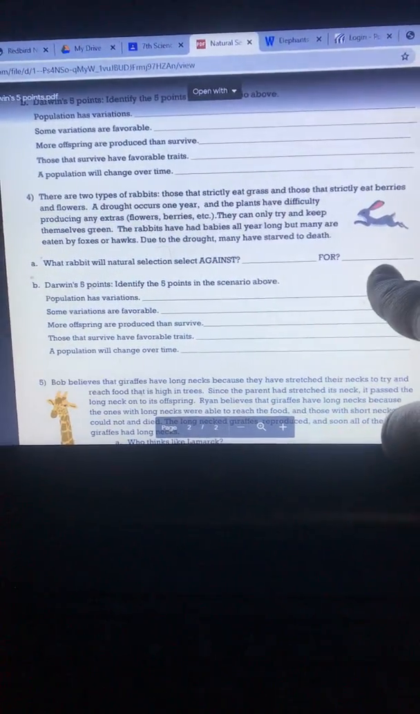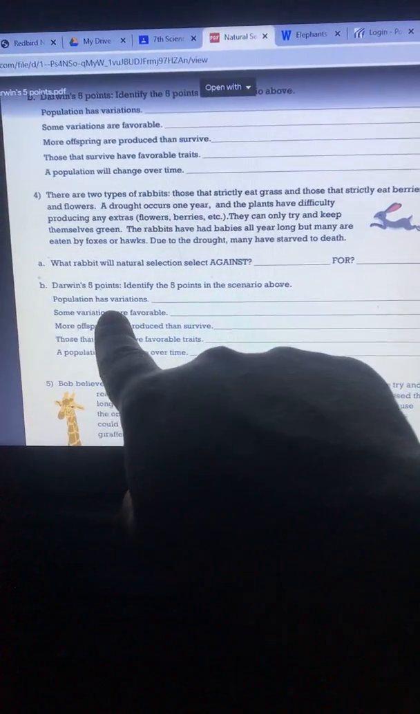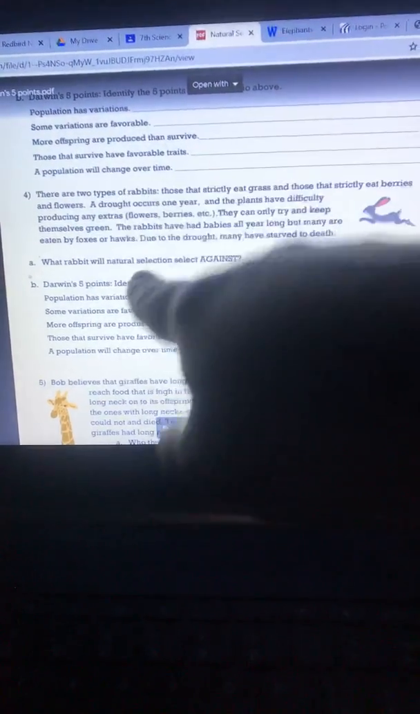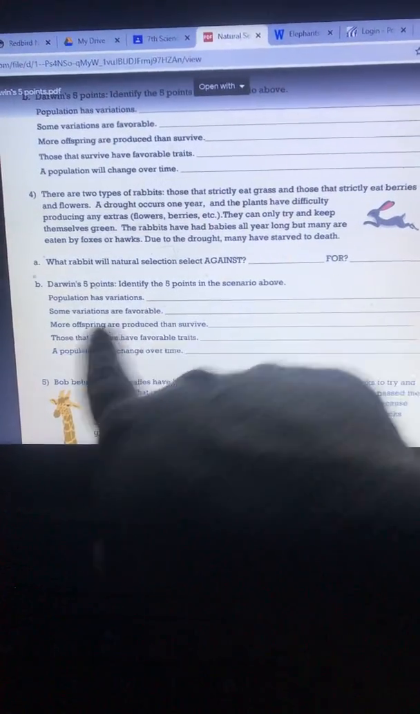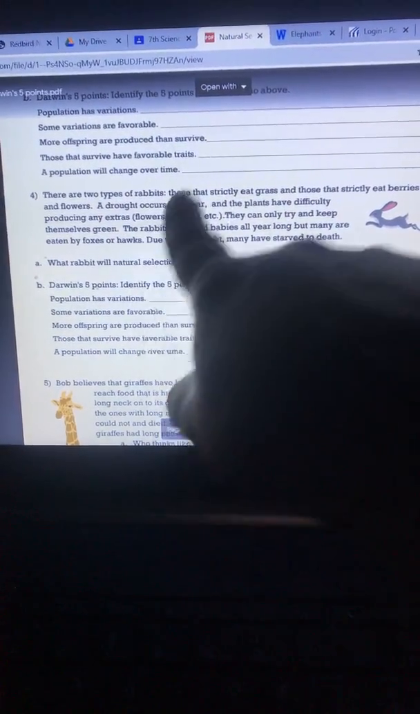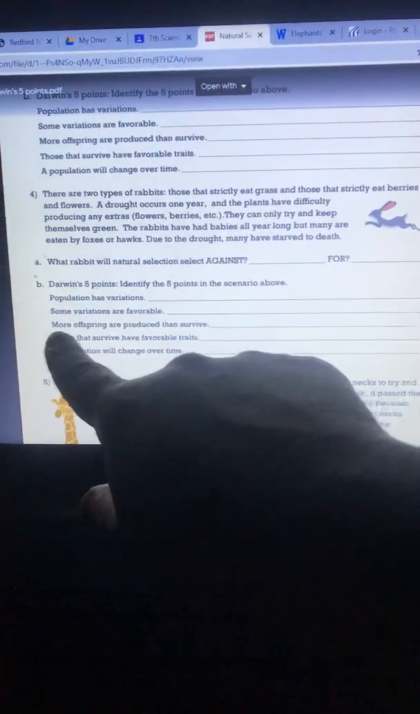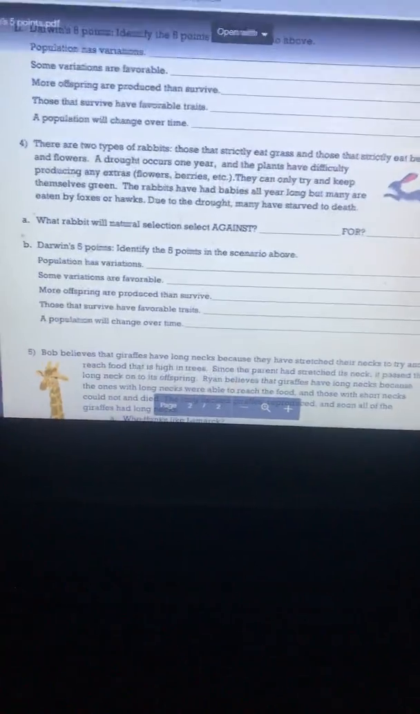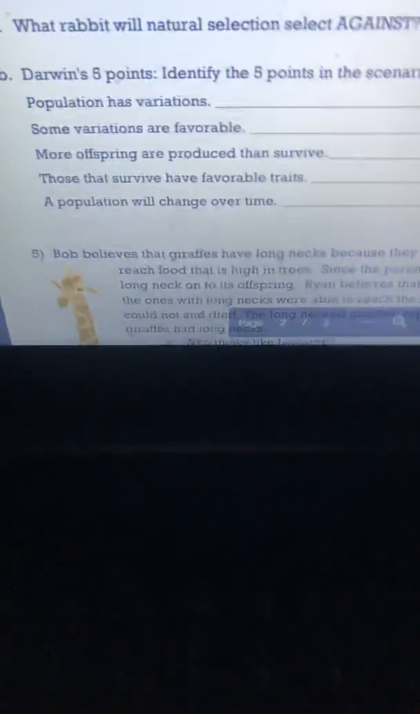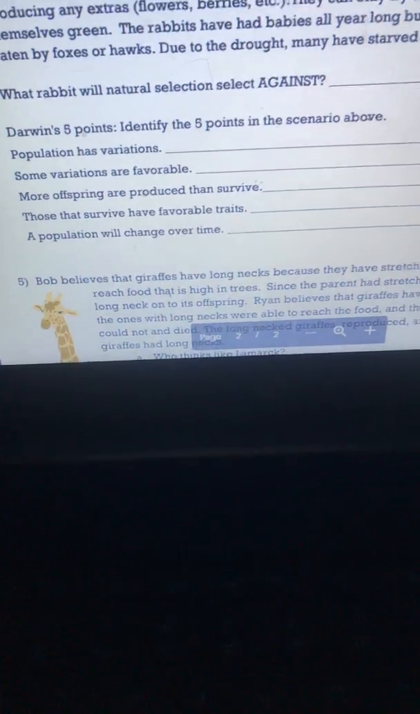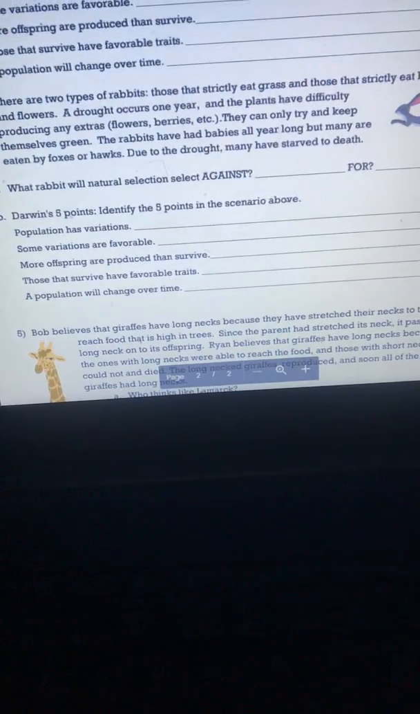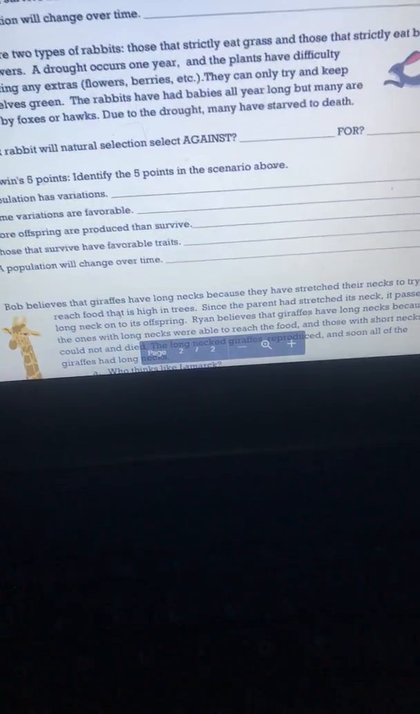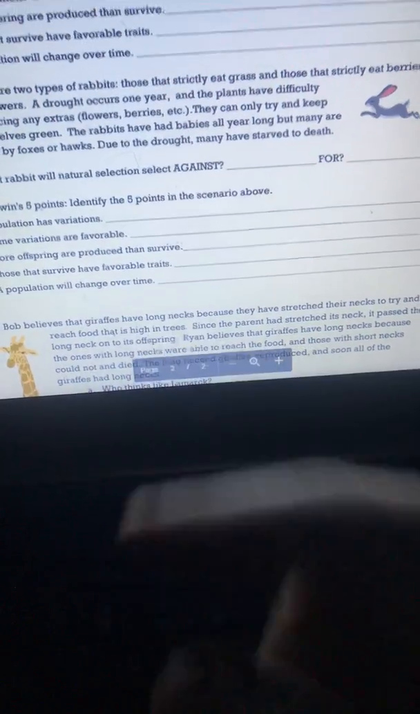And what will survive? All right, so population has variations. What is the differences between these two types of rabbits? List them here. Which one is the favorite? Which one is most likely to survive in this scenario? All right, so what happens that allows these animals not to survive? And then a population. So those that survive have favorable traits. What trait is most of the surviving animals going to have? And what trait will the population change to over time?